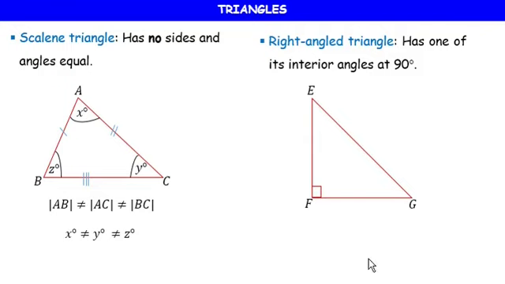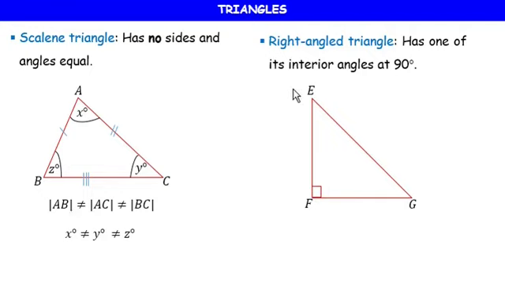Okay, let's proceed. The third one is a scalene triangle. This triangle has no sides and no angles equal, right? So line AB is different from line AC, is different from line BC. They have different lengths. As you can see, line AB has just 1 stroke, AC has a double stroke, BC has triple strokes, right? So this tells you that they are of different lengths. They also have different angles. So angle X is not equal to angle Y and is not equal to angle Z. None of the angles are of the same value. So that is what we refer to as a scalene triangle.